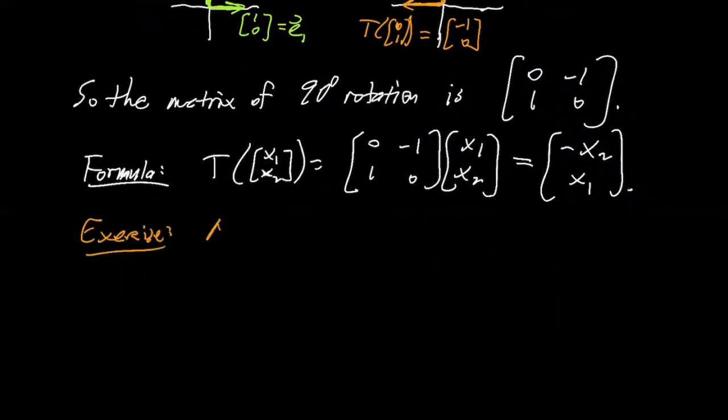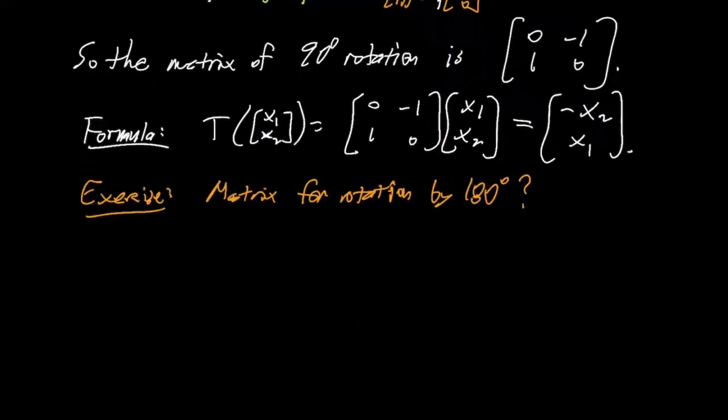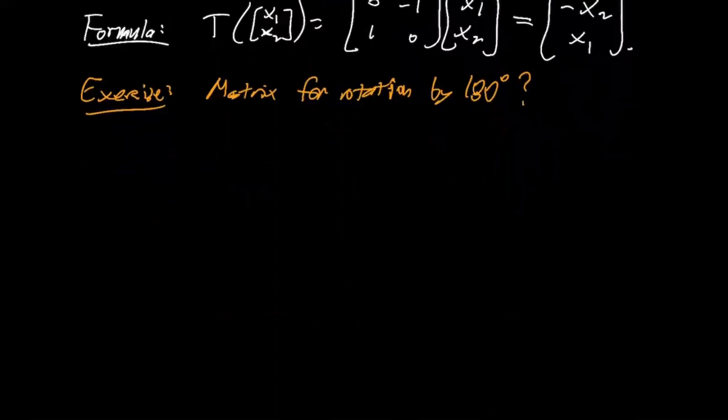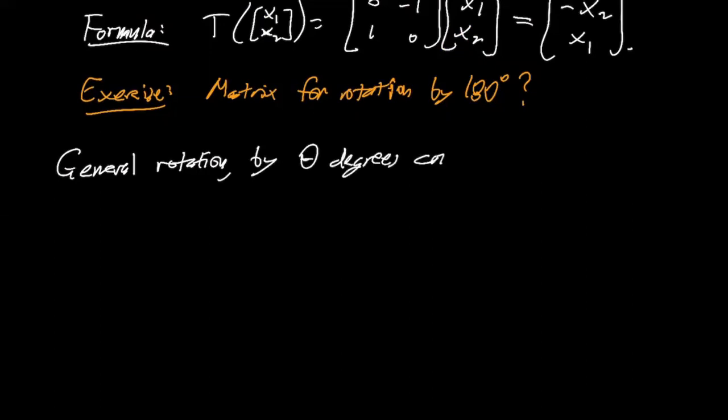As an exercise for yourself, I would pause the video and see what's the matrix for rotation by 180 degrees, or pi radians. I guess it doesn't matter if it's clockwise or counterclockwise at that point. So I would pause and try to figure that out. Okay, so then I basically just want to say, well, what about the general rotation? Can we do the same kind of analysis for rotation by theta degrees or radians counterclockwise around the origin?